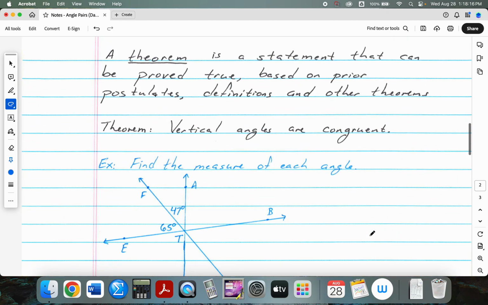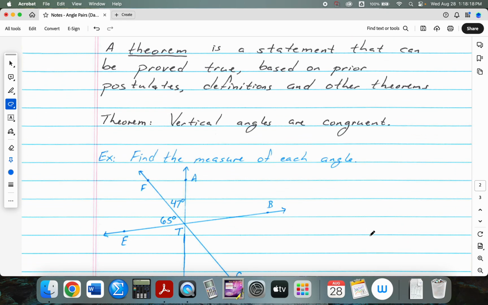So, let's move on to page 2. A theorem is a statement that can be proved true based on prior postulates, definitions, and other theorems. So things that you already knew were true. We just used the angle addition postulate and the fact that the angles in a linear pair are always going to add up to 180 to prove this, that vertical angles are always going to be congruent to each other.